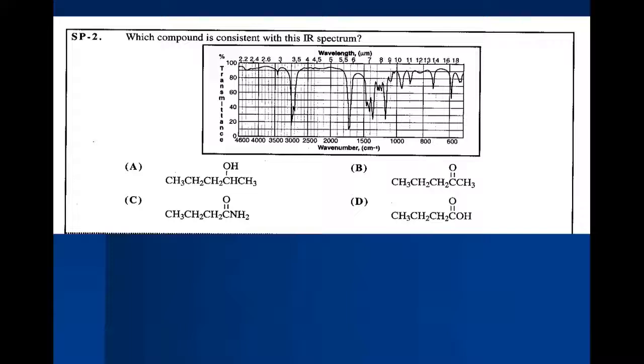So we can eliminate A. It can't be A because there's no sp2 hybridized anything, right? And so it can't have an absorption there. But it can be either C, B, or D.